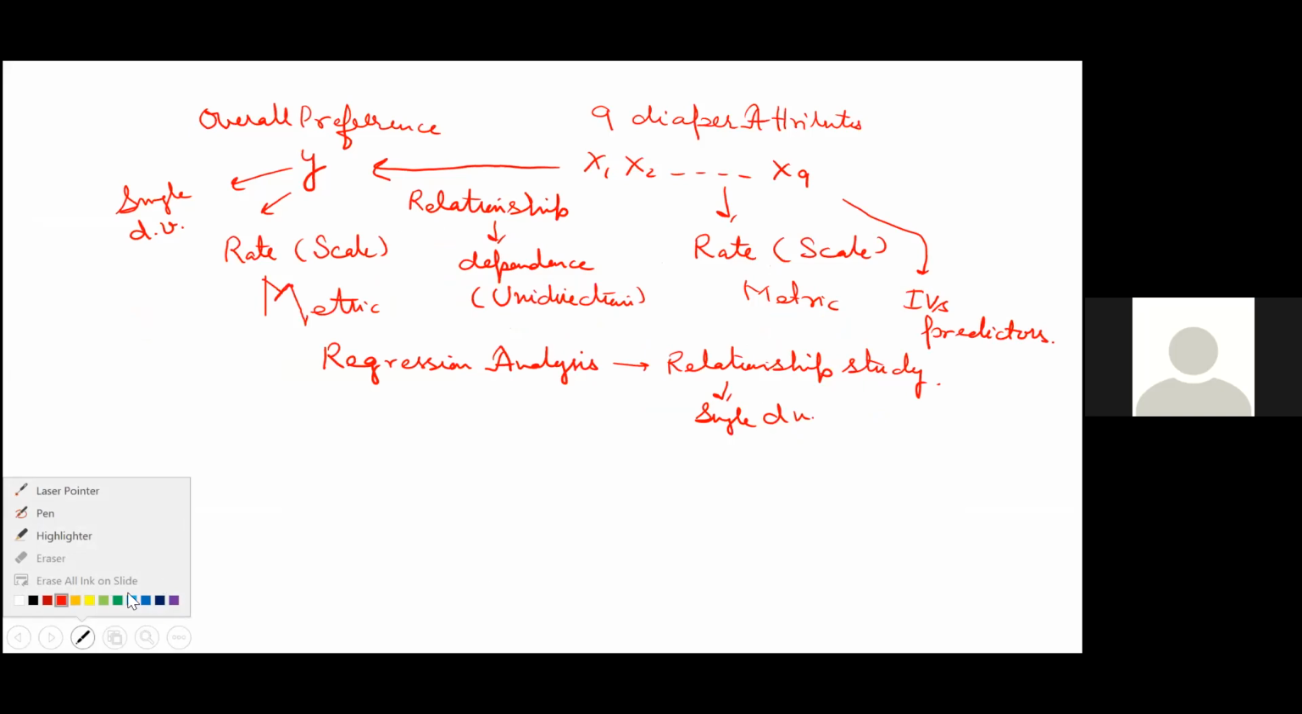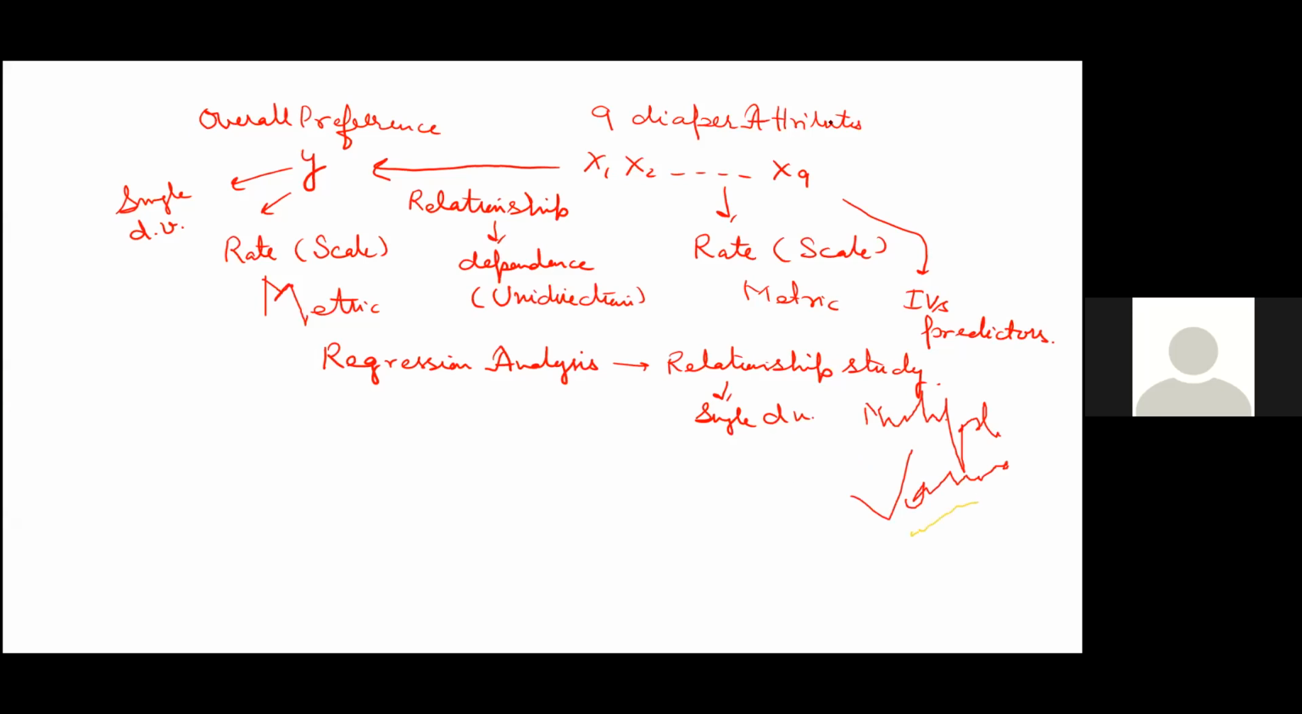Okay. There is some issue with my whiteboard, so I am using this pen only. So we have single dependent variable and we have multiple independent variables. Okay, so this is the case that we are going to use. So this is a scenario for the regression analysis. Means we want to study some sort of relationship. It is a very popular, very common, very useful technique.